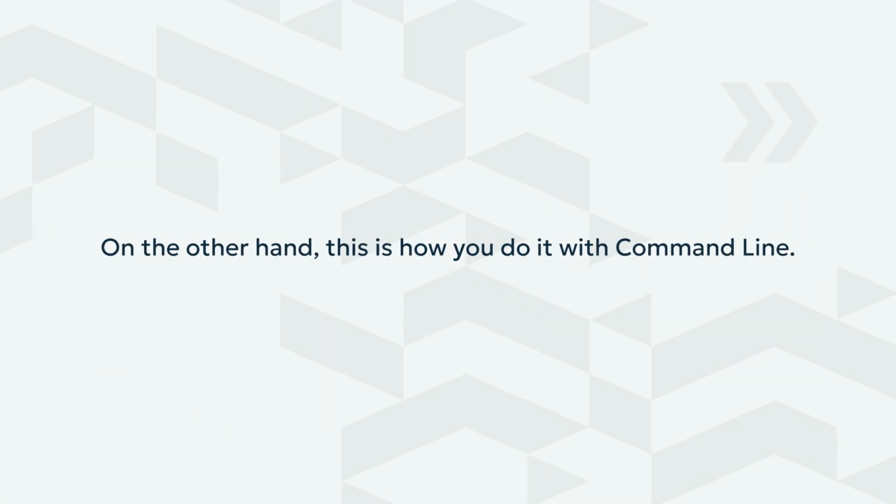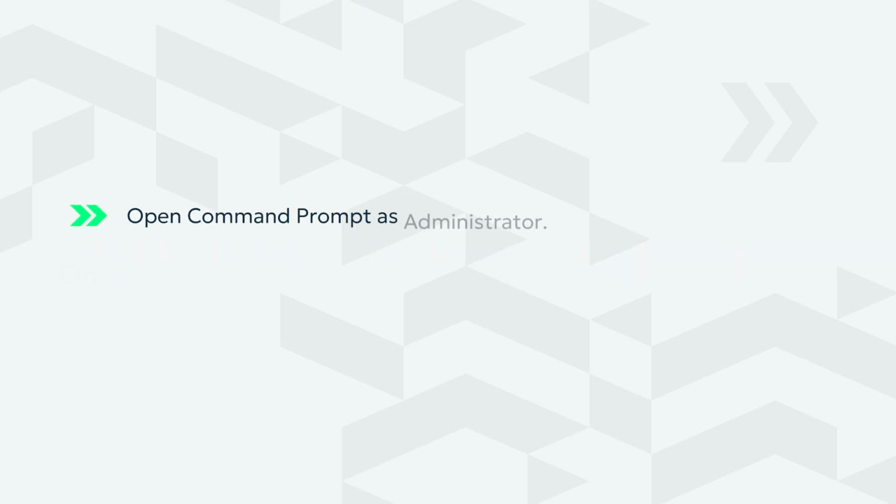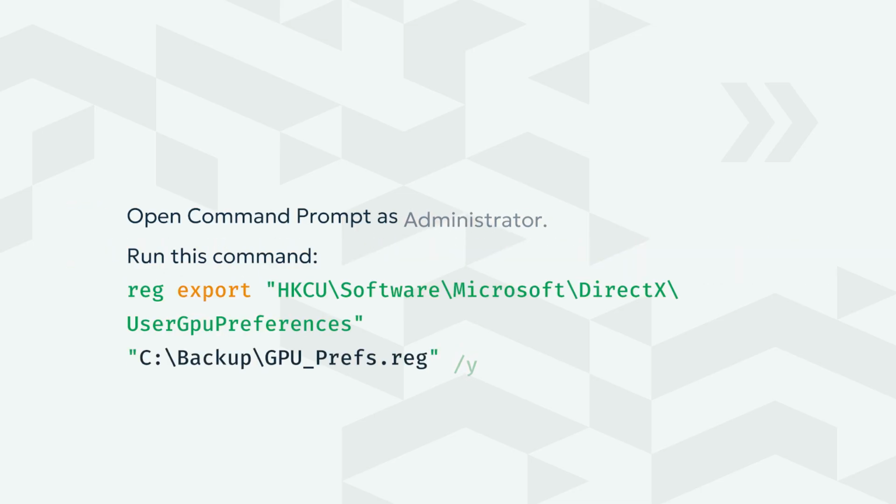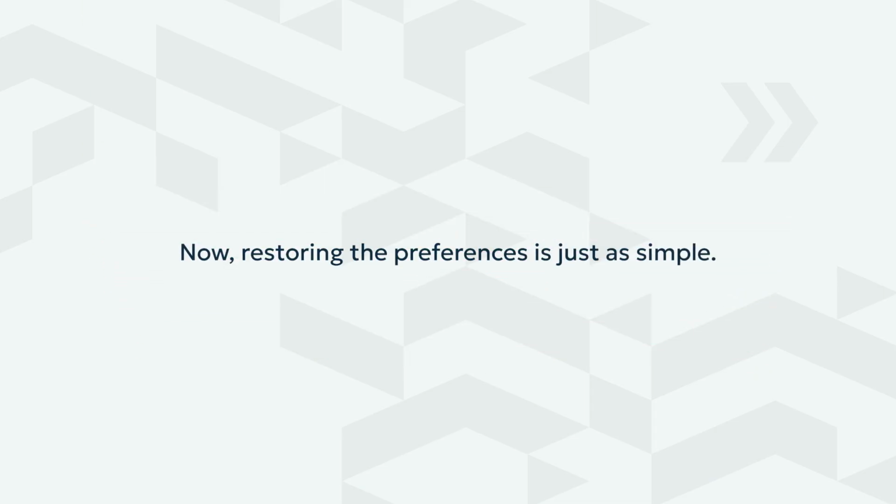On the other hand, this is how you do it with the command line. Open Command Prompt as Administrator. Run this command. This saves your GPU preferences directly to a file.